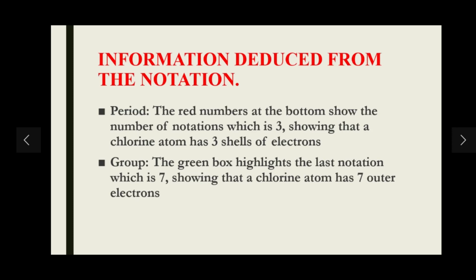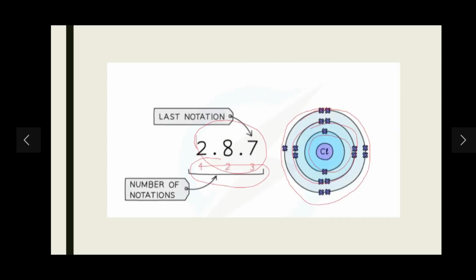Now, what information does it give about the group? The group, it says that the last notation represents the outer shell. The green box basically highlights the last notation, which is 7, showing that the chlorine atom has 7 outer electrons. I'll just discuss that. Yeah. So this is the last notation. This means it has 7 electrons in its outermost shell.